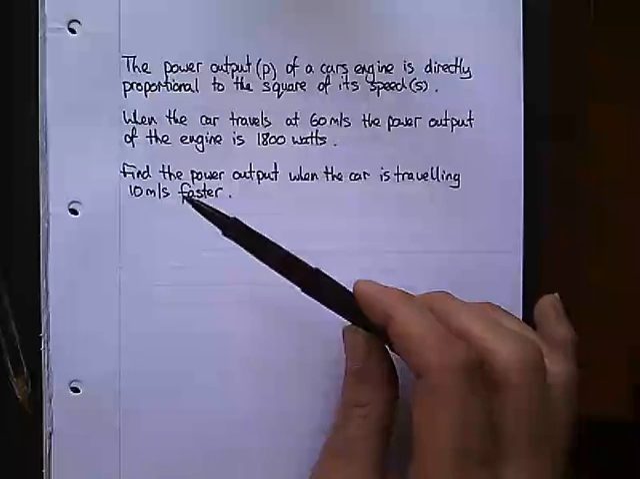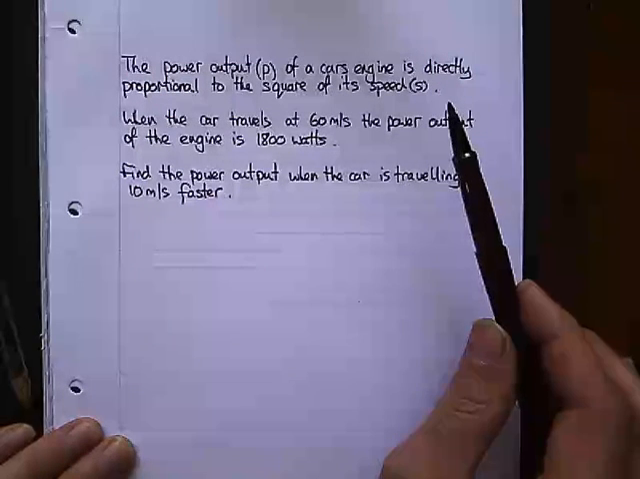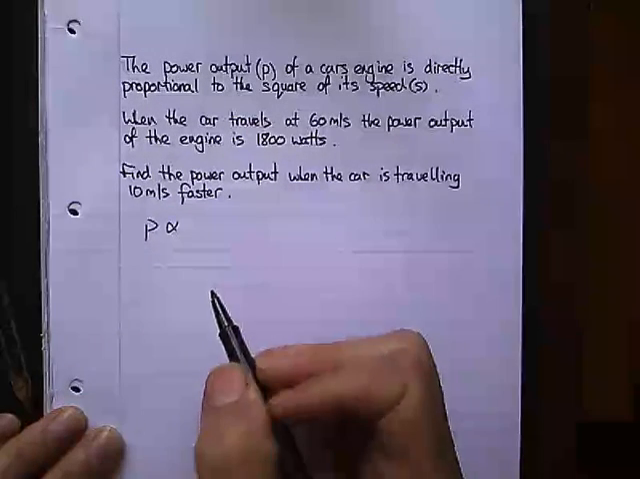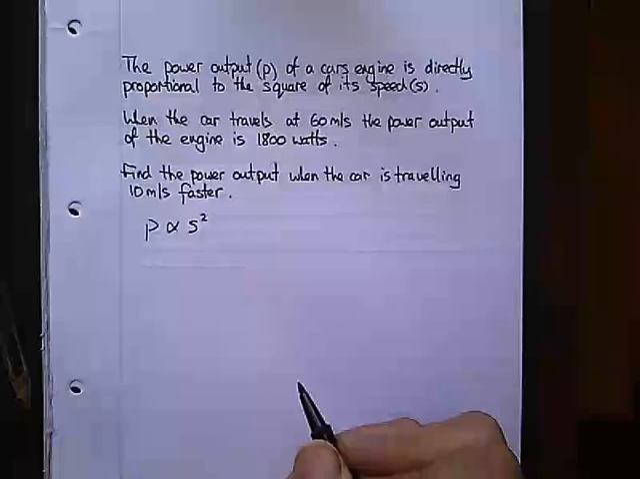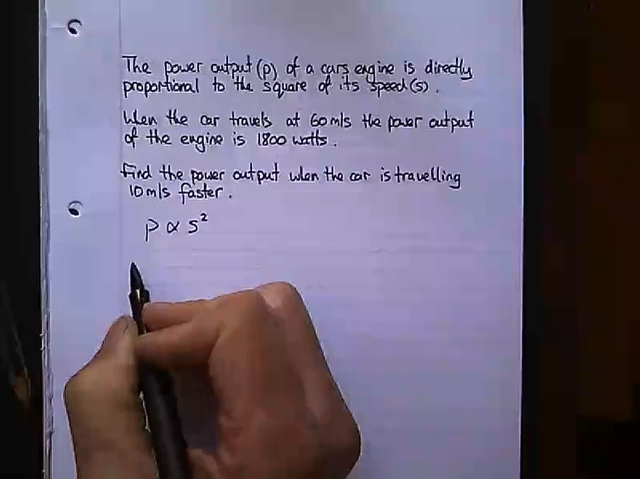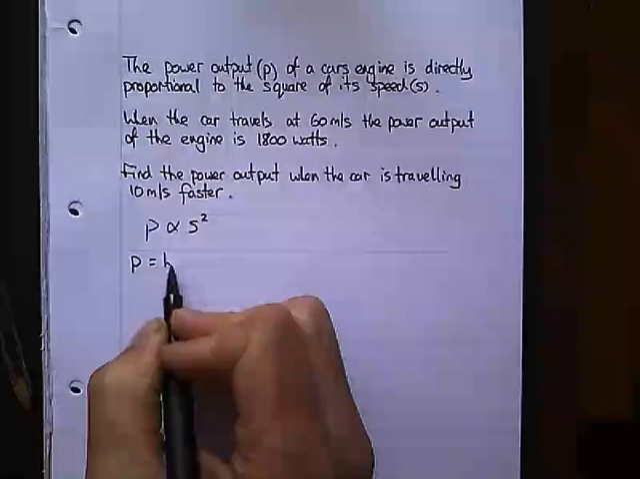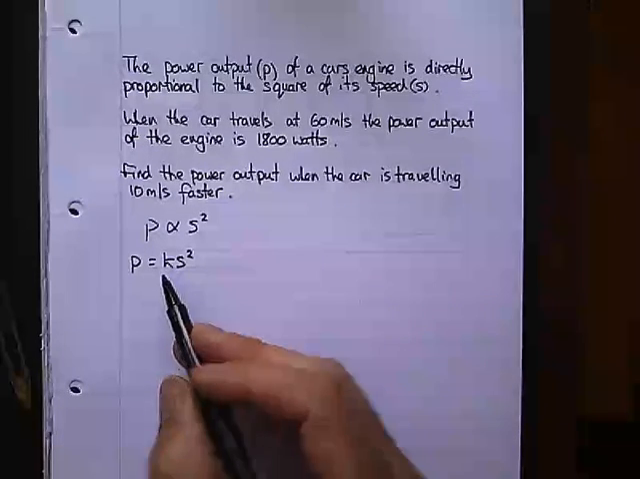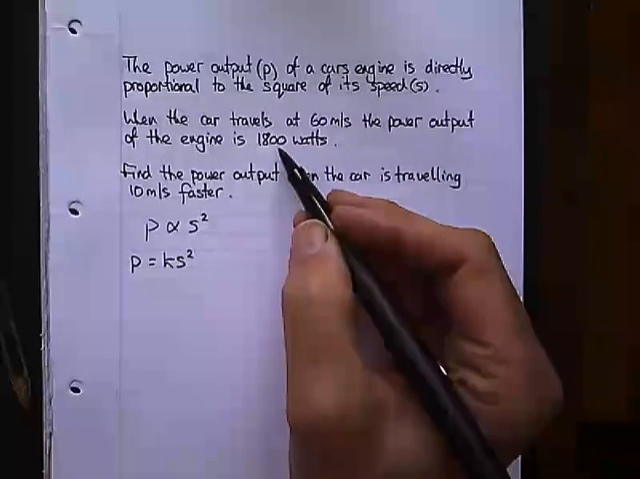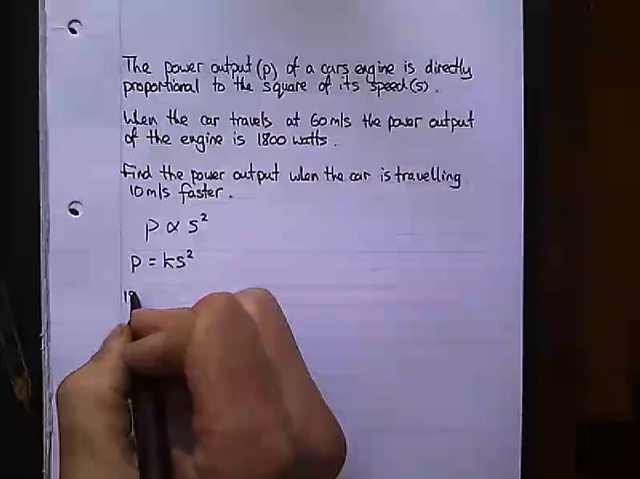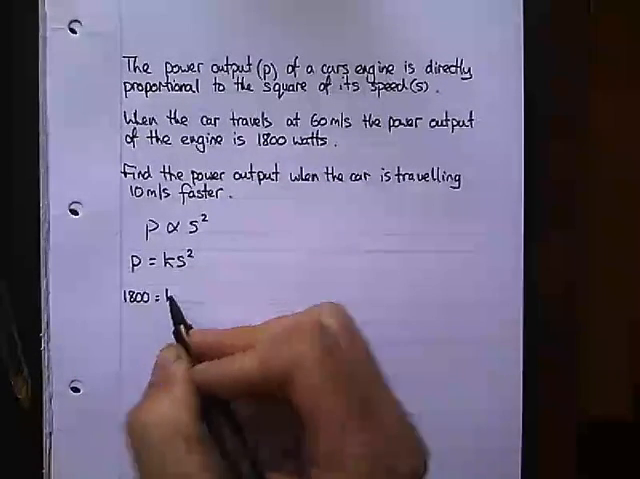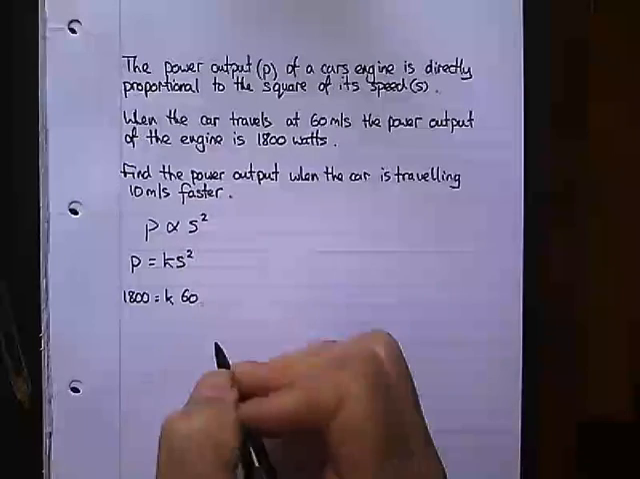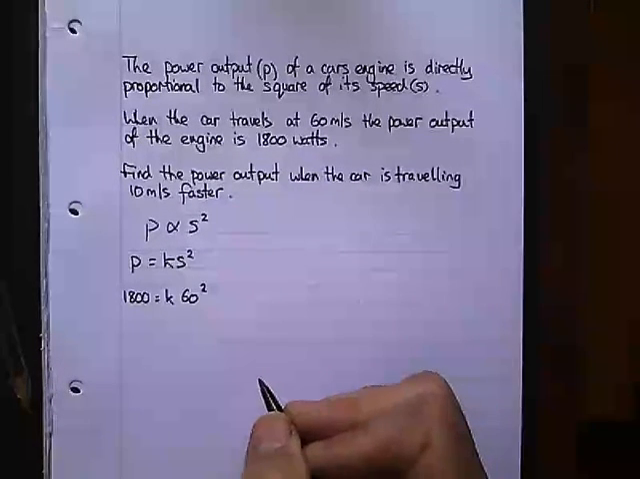So if we know it's directly proportional to the square of its speed, then we know P is proportional to the speed squared. Okay, so let's start writing this as an equation. So P equals k s squared, and k is the number we need to find. So they've given us two values, 60 and 1800. So 1800 is P, so that's 1800. Then we've got our k, and then we've got our 60 meters per second, which is our speed, and we square it because it's the speed squared.